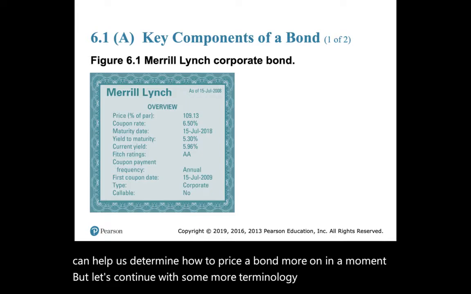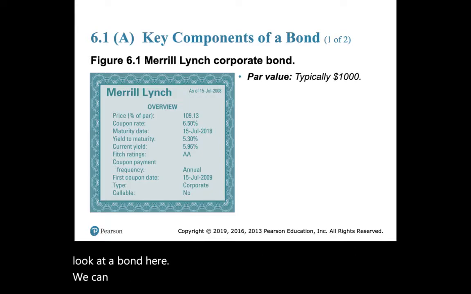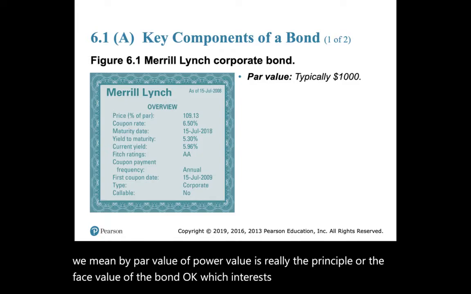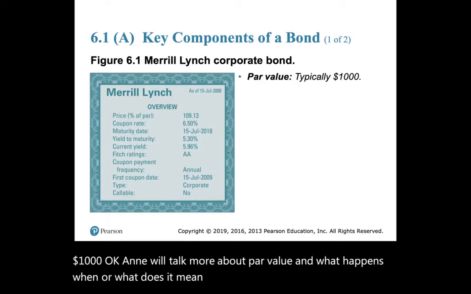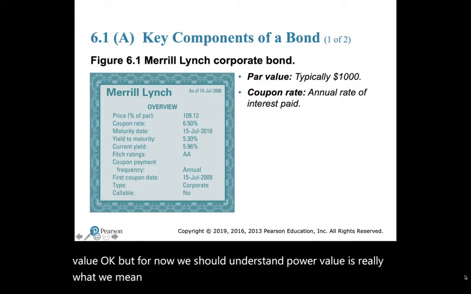So when we look at a bond here, we also need to know a few other terms. So what do we mean by par value? Well, par value is really the principal or the face value of the bond, on which interest is paid. So usually it's $1,000. And we'll talk more about what it means when a bond is sold below or above par value. But for now we should understand par value is really what we mean by the face value.